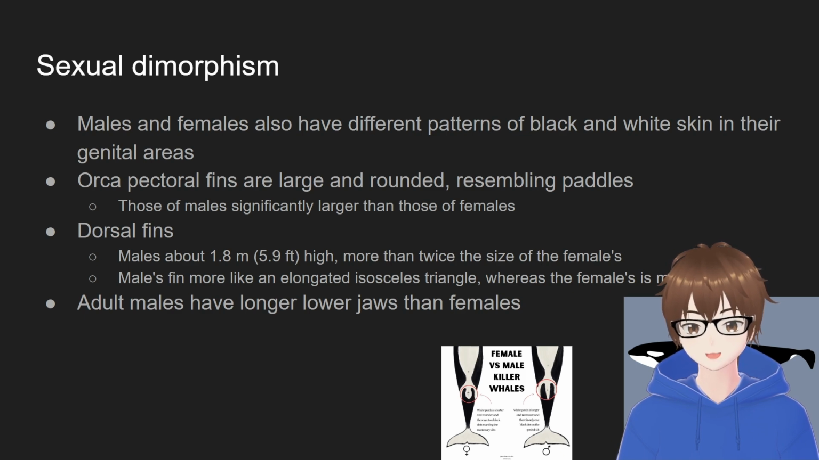And then, like I was talking about before, the orca's pectoral fins, or the large fins on the side, are large and rounded, resembling paddles, and those of males are significantly larger than those of females. The dorsal fin of males is about 1.8 meters or 5.9 feet high, more than twice the size of females, and males' fins are more like an elongated isosceles triangle, whereas females' are more curved at the top. And then adult males have longer lower jaws than females.